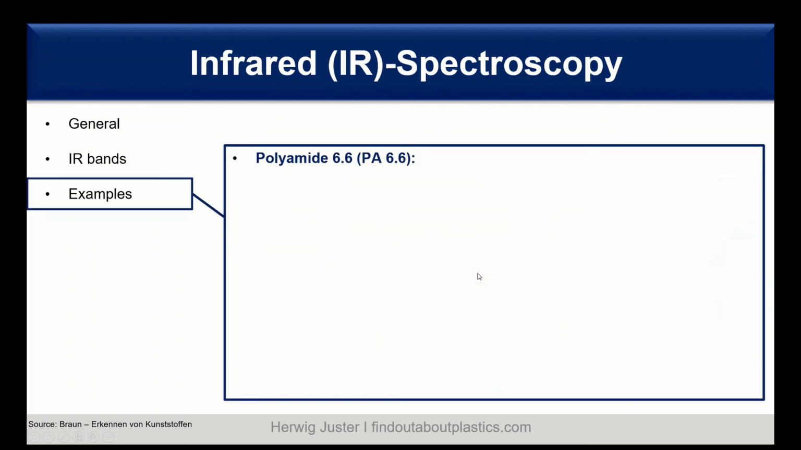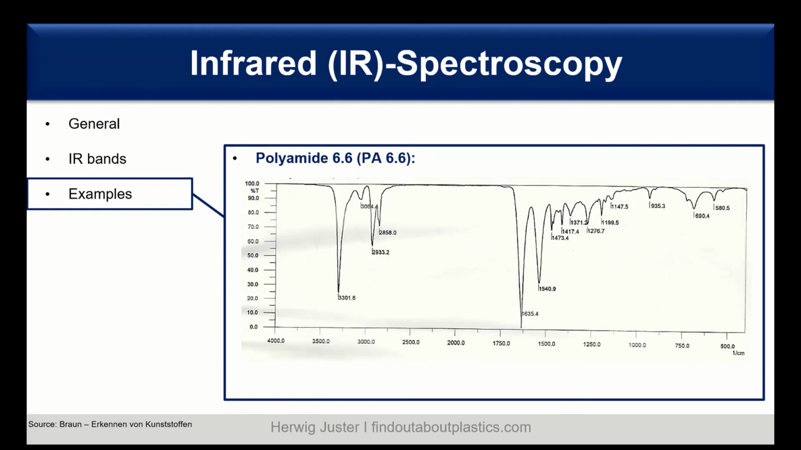Another example is polyamide 66, also well known semi-crystalline engineering thermoplastic. It has 3 characteristic bands, so we have the 3300, 1640 and 1540. What you can look for when you have a sample in front of you.